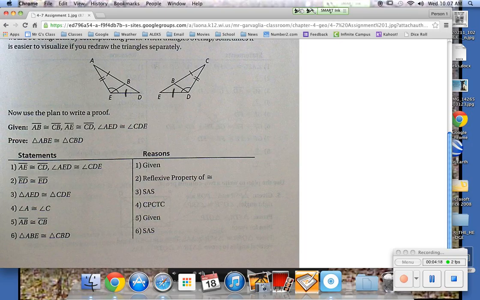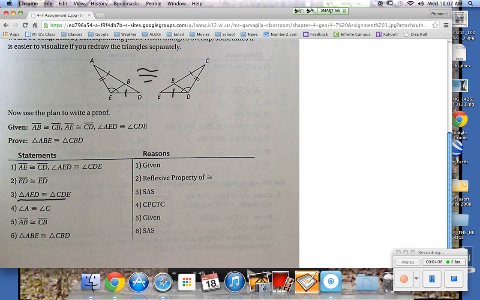All right? So right away we can turn around and say that AED and CDE are congruent. We know that these big triangles are congruent. Remember, we're trying to prove these smaller triangles. We've just proved that the bigger triangles are congruent.